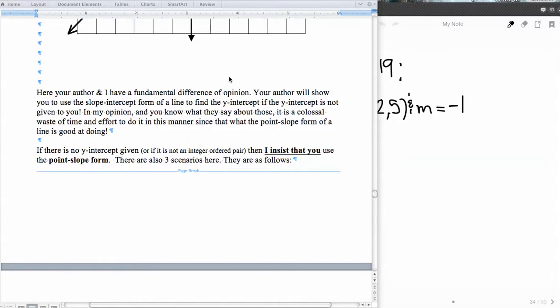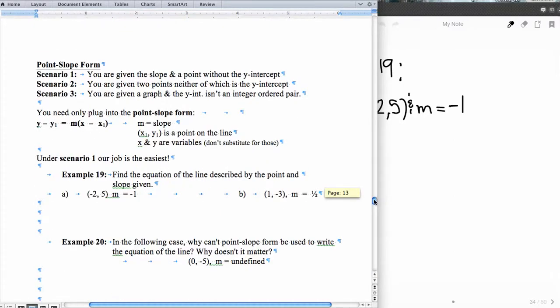This is the purpose of the point slope form of a line. It is very good at its job, and therefore we should take advantage of it. If we are not given a y-intercept, this is when we use the point slope. So here we go. Point slope form.